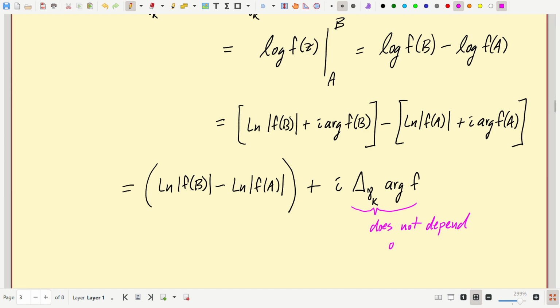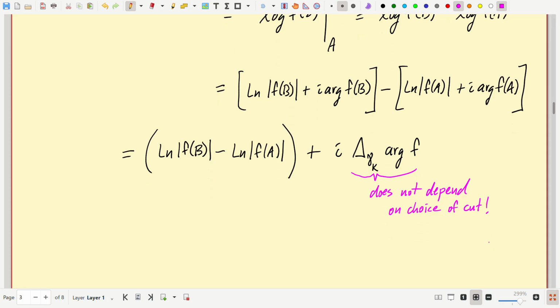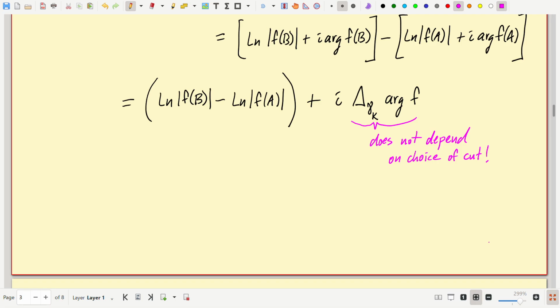On the choice of the branch cut. Okay, that's cool. And so now what do you do if you have a gamma? You're just going to cut it up into little tiny segments, little gamma k's that are short, and you can do this routine, and you add them up.